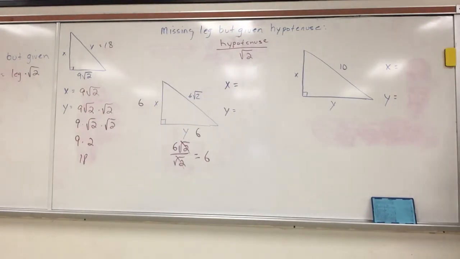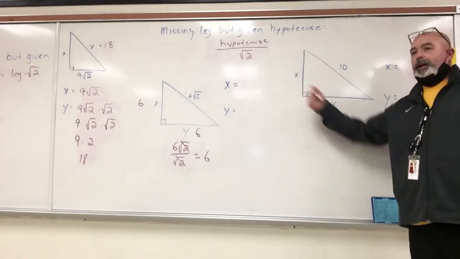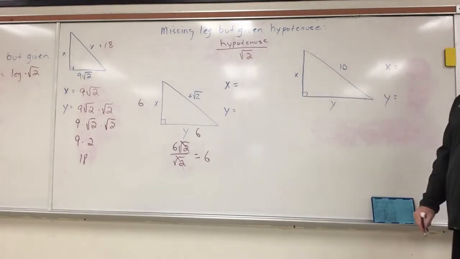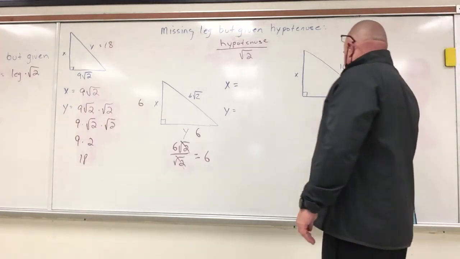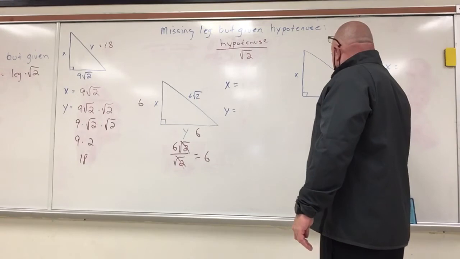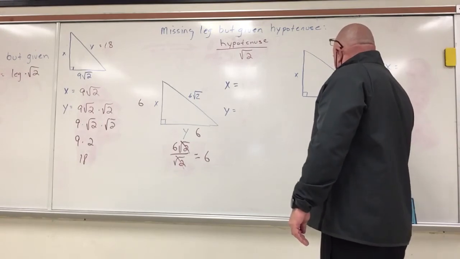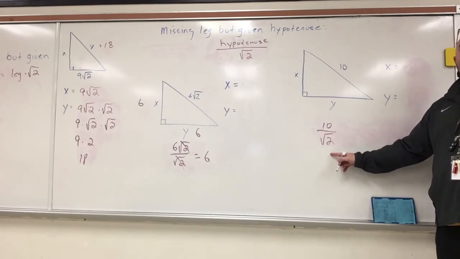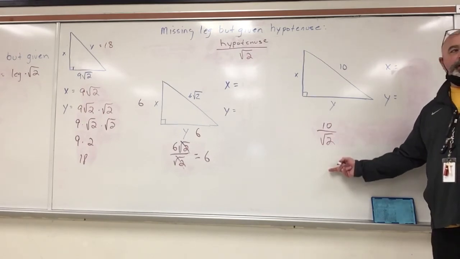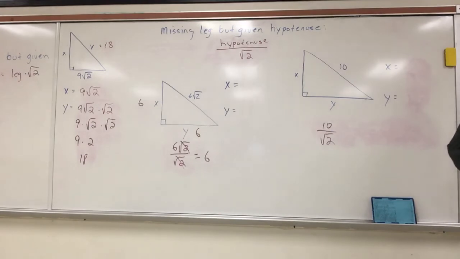All right, this is a little more complicated, but that's okay. We have to find both our legs. So what am I going to do to the hypotenuse here? Divide it by square root of 2. What's wrong with that right there? You have a radical in the denominator. Remember the rules. You cannot have a radical in the denominator.